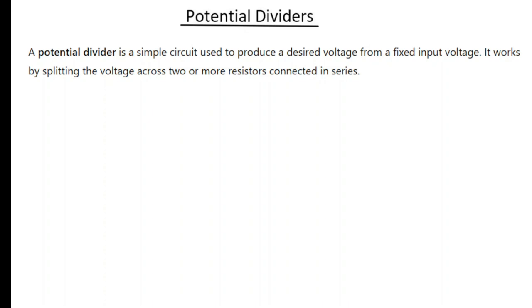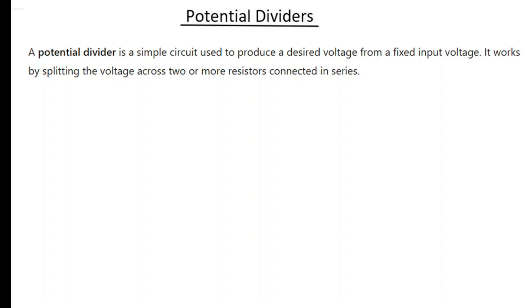This lesson is about potential dividers. A potential divider is a circuit that is used to produce a desired voltage from a fixed input voltage. Now let's say you have the input voltage of 10 volts, but you need to get 3 volts out of it, or 5 volts out of it, or any fraction of that out of it.